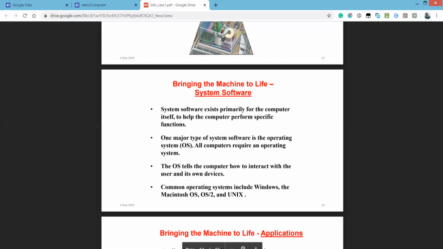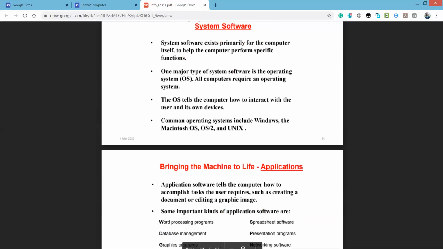Moving on, the OS, the operating system, tells the computer how to interact with the user and its own devices. I believe this is self-explanatory. The operating system tells the computer how to interact with the user, the one using the machine, and how the devices themselves should communicate. Some common operating systems are Windows, Macintosh, Unix, Linux, and that family. These are just the commonly used ones.